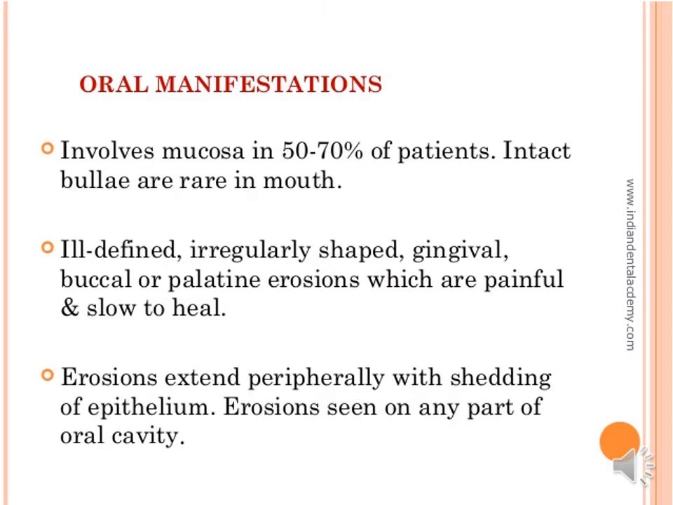Oral manifestation of pemphigus vegetans involves the mucosa in 50 to 70% of patients. Intact bullae are rare in the mouth. Ill-defined, irregularly shaped gingival, buccal or palatal erosions are painful and slow to heal. Erosion extends peripherally with shedding of epithelium. Erosion is seen on any part of the oral cavity.